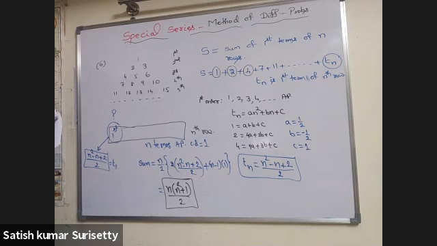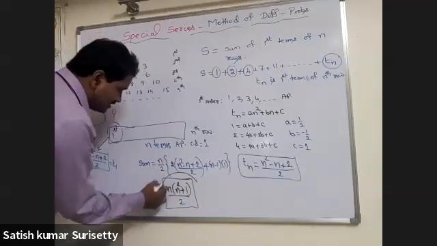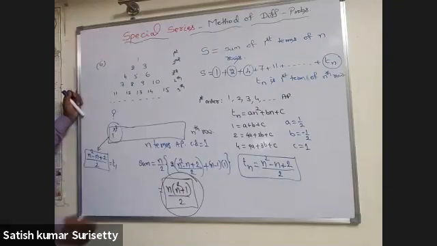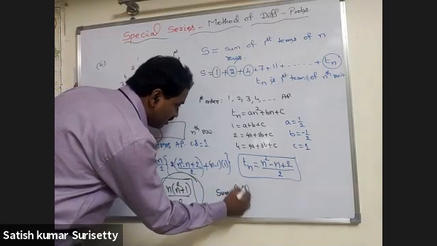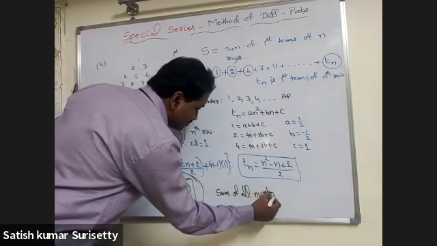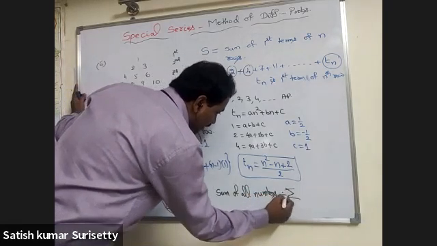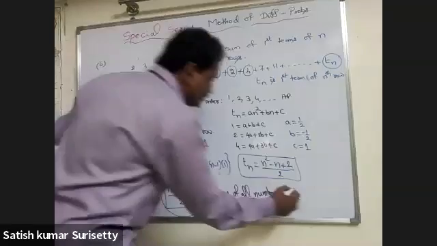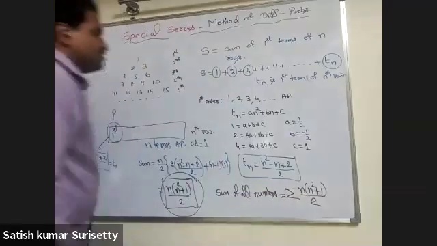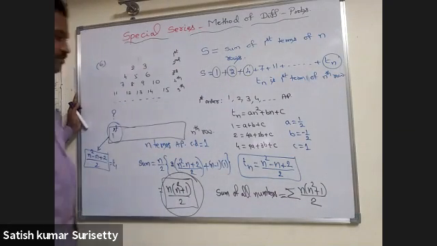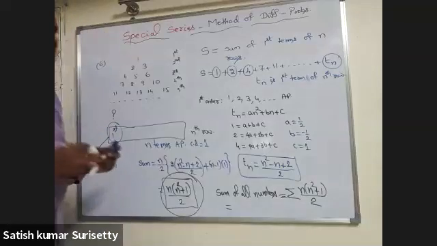Find the sum of the numbers in all the n rows. Now this you consider as the nth term. So the sum of all numbers is equal to sigma of n into n square plus 1 by 2. Now apply sigma to each of the terms and simplify this.